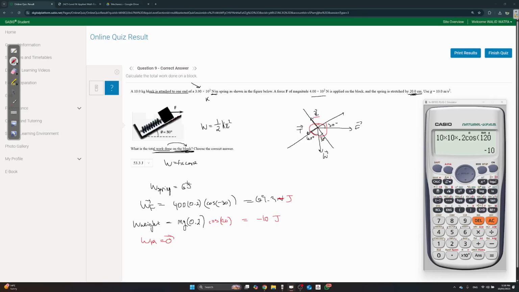Okay, anyways, before I move on, the work done by the spring should be negative, and I found the work done on the spring. The work done by the spring is always equal to the negative work done on the spring. Okay, so we're going to just say negative 6 joules.